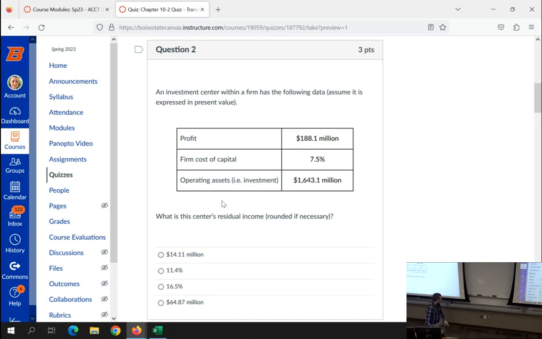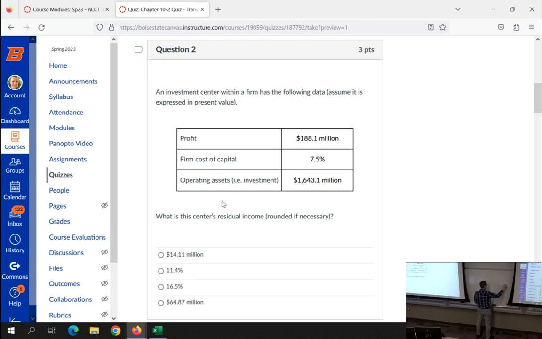And if we recall, residual income is our profits minus, and I'll put parentheses even though I don't need to, the investment amount times cost of capital.